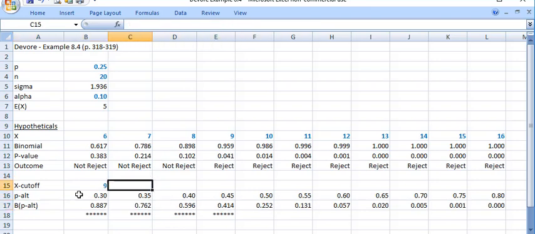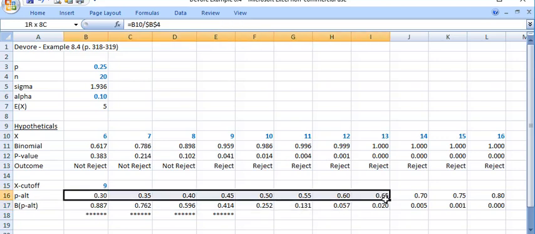So at a cutoff of 9, I have a beta risk of 0.887 if in fact the true value is 0.3, and the beta risk as usual will fall and decline as the numbers go up, simply because the farther this p-value gets from the expected value of 0.25, the lower the beta risk will be as I go. So again, beta risk decreases as the true value wanders farther and farther from the mean.